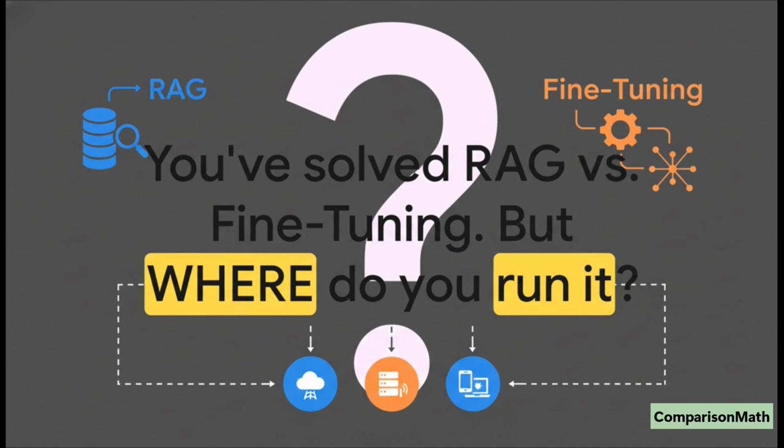But solving one problem just leads to the next big question, right? And that is, where do you actually run all this infrastructure? Because the choice between the cloud, the edge, or running on device, well, that comes with a whole new set of mathematical trade-offs to consider.